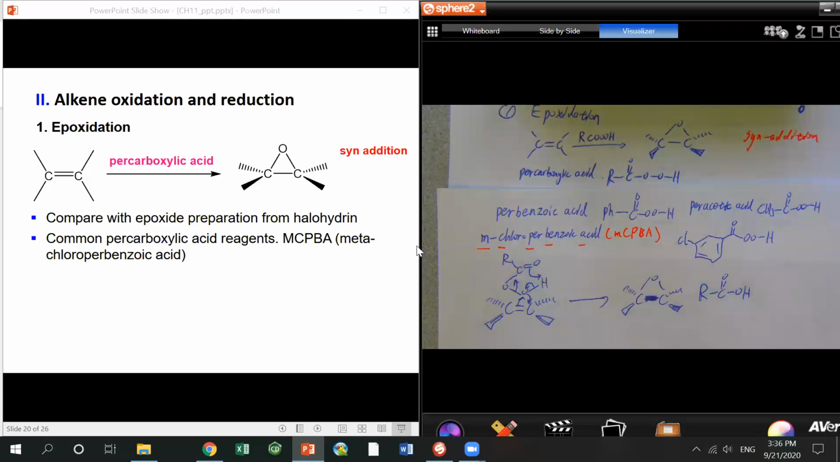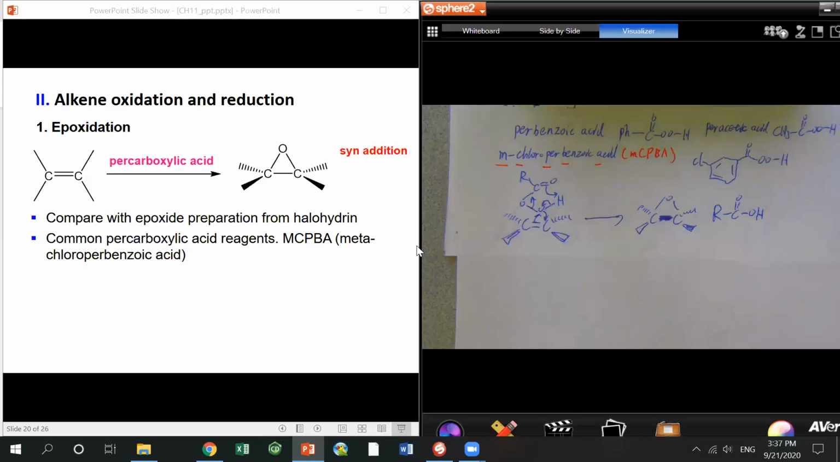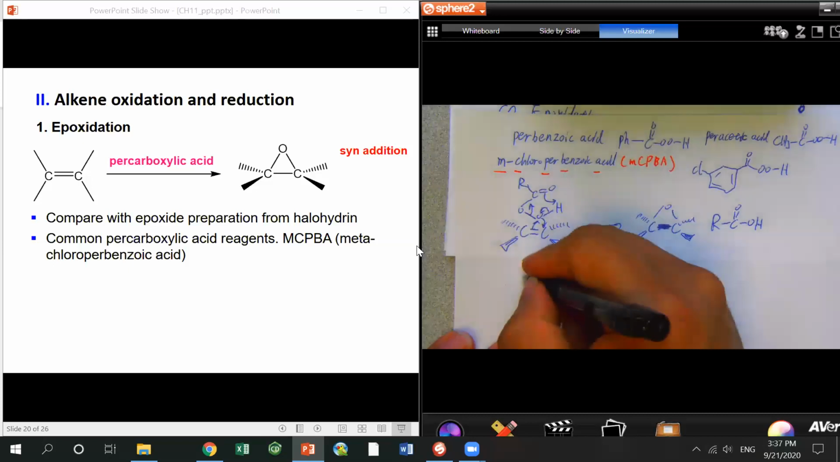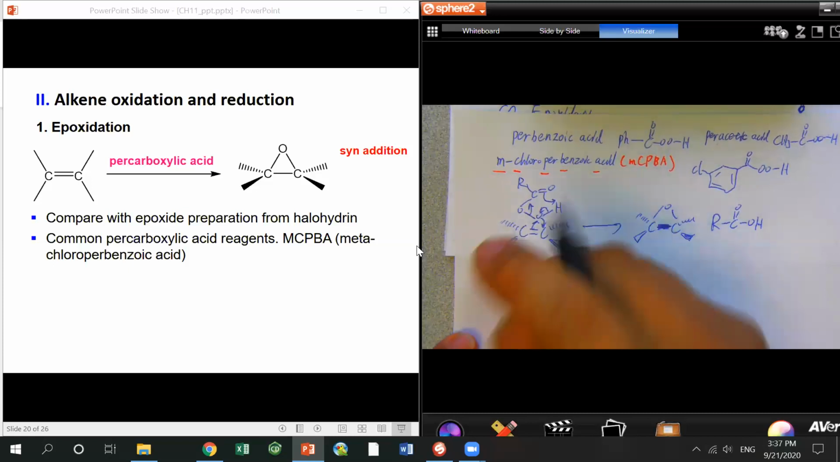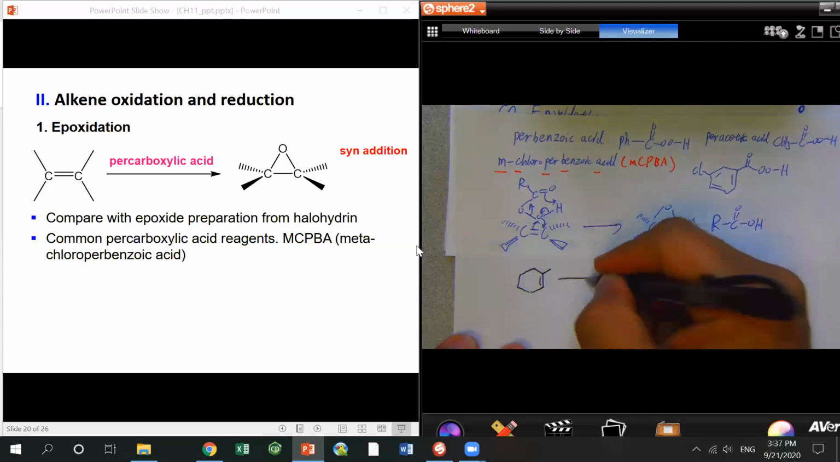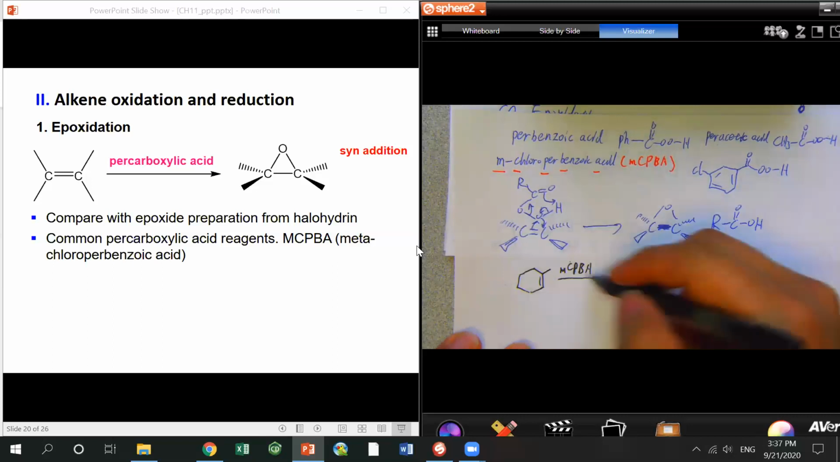All right, and when you draw the product, I'll give you a couple of examples. Because it's a syn addition, normally you generate a pair of enantiomers, depending on the alkene. If it's an unsymmetrical one, you definitely generate a pair of enantiomers. But for the symmetrical one, maybe you can try it. So let's finish this one first.